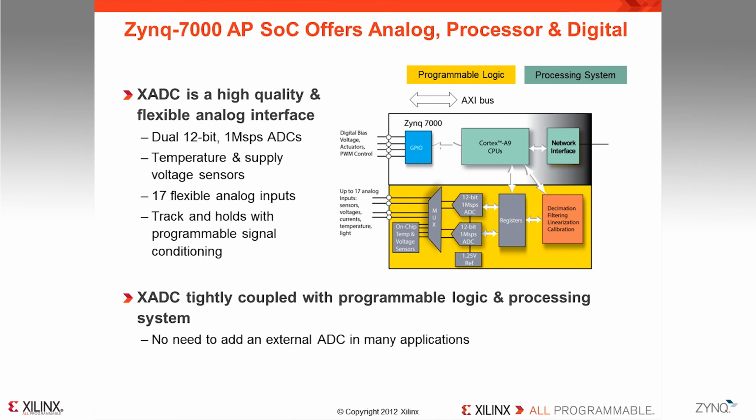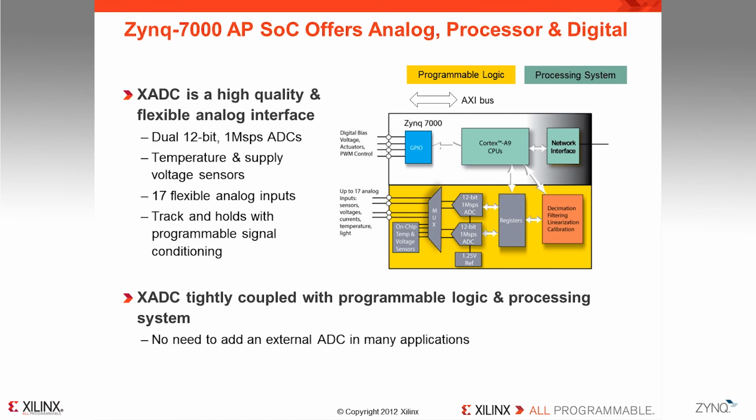First up, we take a look at the block diagram of the Xilinx Analog to Digital Converter, or XADC for short. As shown with the gray blocks, the XADC offers a pair of 12-bit 1 megasample per second ADCs, a 1.25 volt internal reference, along with a multiplexer to measure up to 17 differential analog inputs from various sensors, voltages, currents, temperature, and light. 4 on-chip sensors for measuring internal temperature, and 3 voltage supplies are also included.